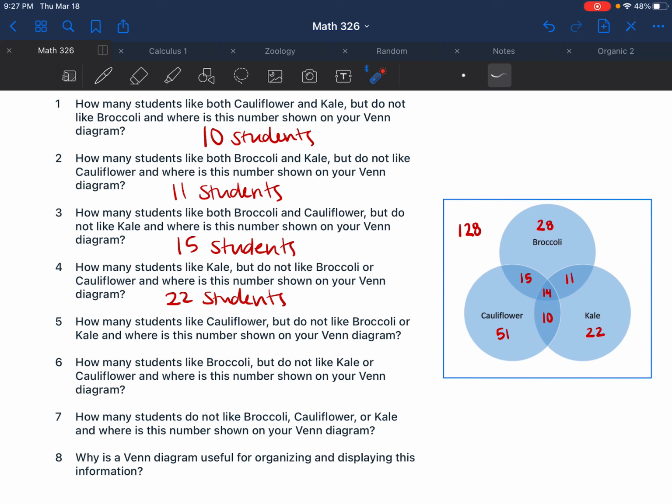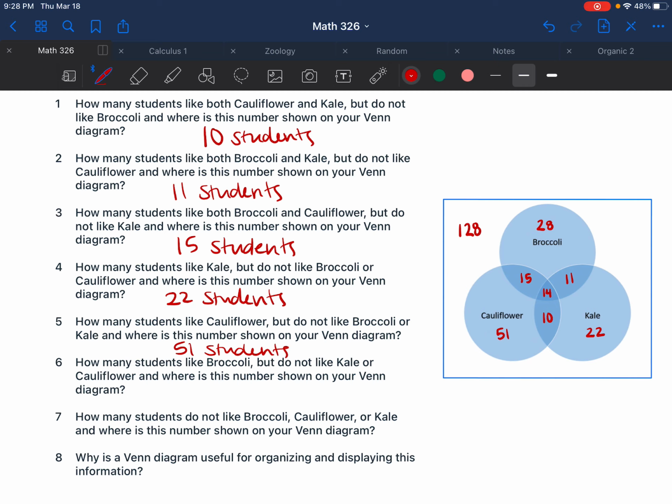Number 5, how many students like cauliflower but do not like broccoli or kale? Where's this number shown on your Venn diagram? So this time we're looking for people that only like cauliflower. So all of our cauliflower lovers are in this circle, right? But people in this little section like other things other than cauliflower as well. And we want this section, which is people whose only vegetable is cauliflower. They love cauliflower, and that is it. So we are going with 51 students.